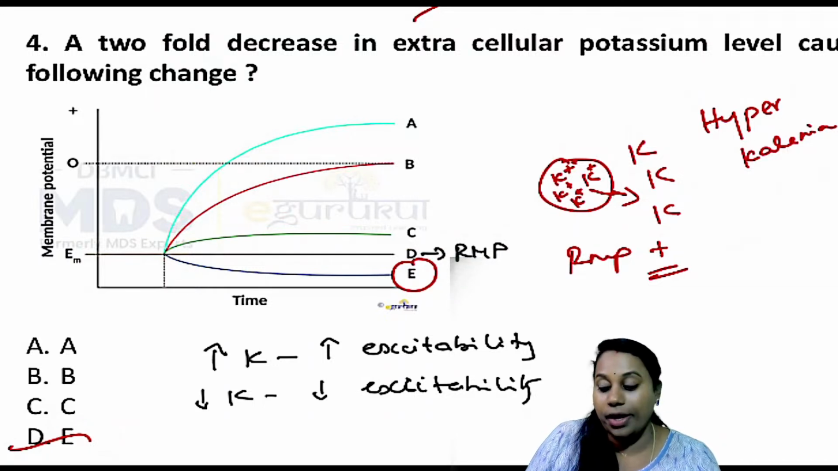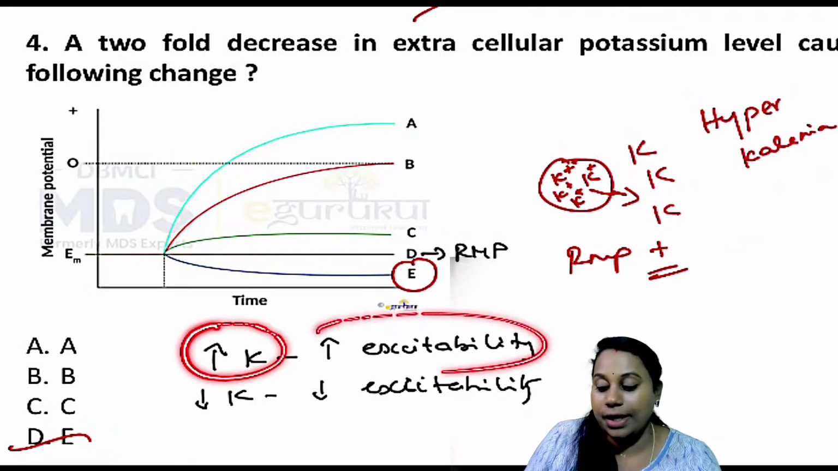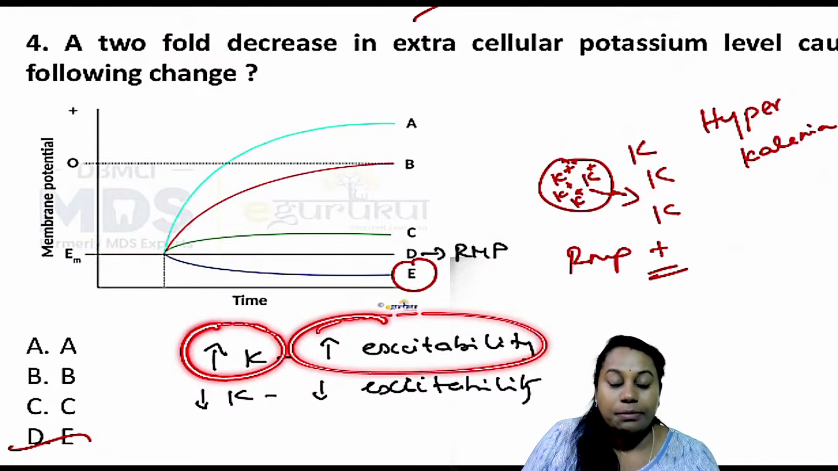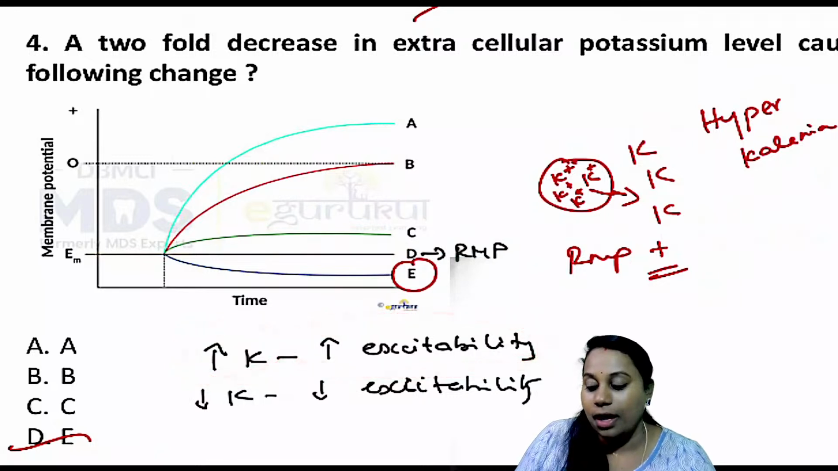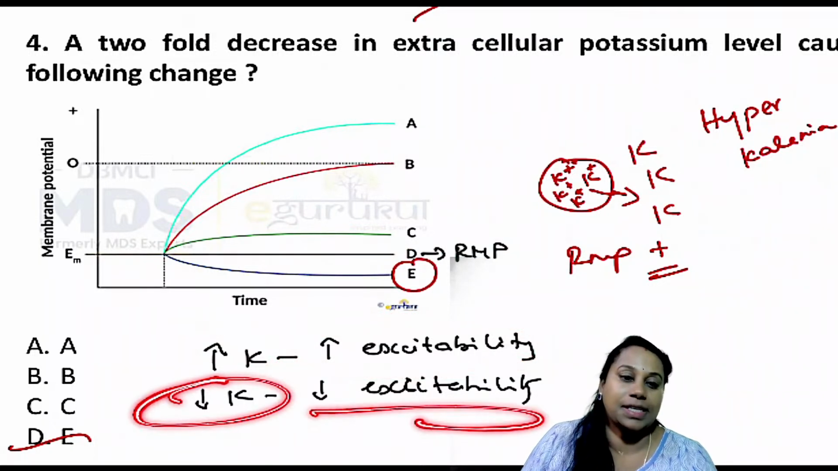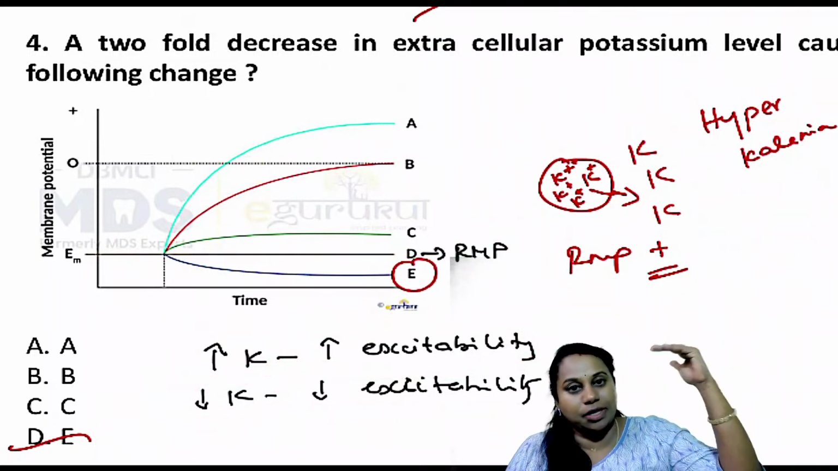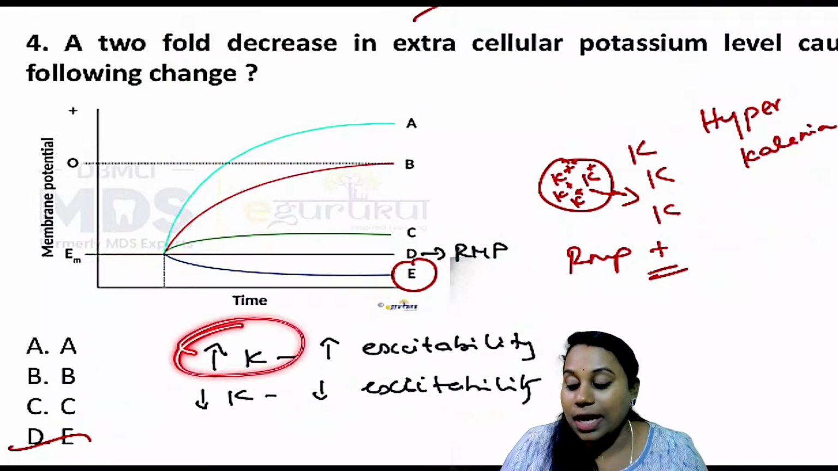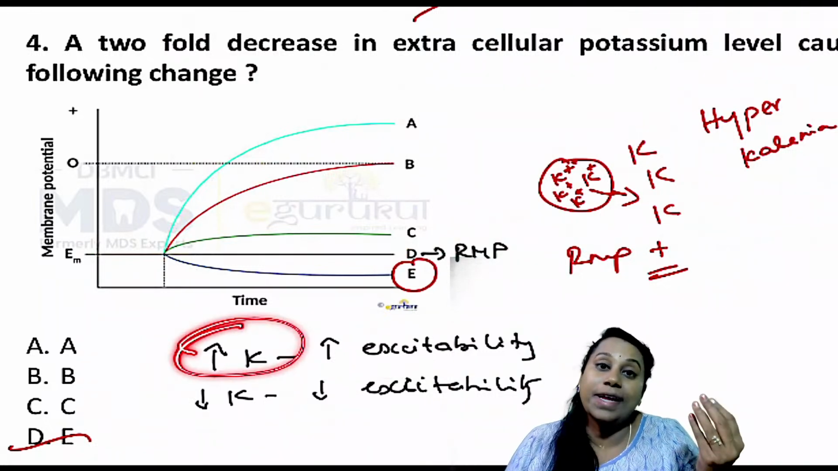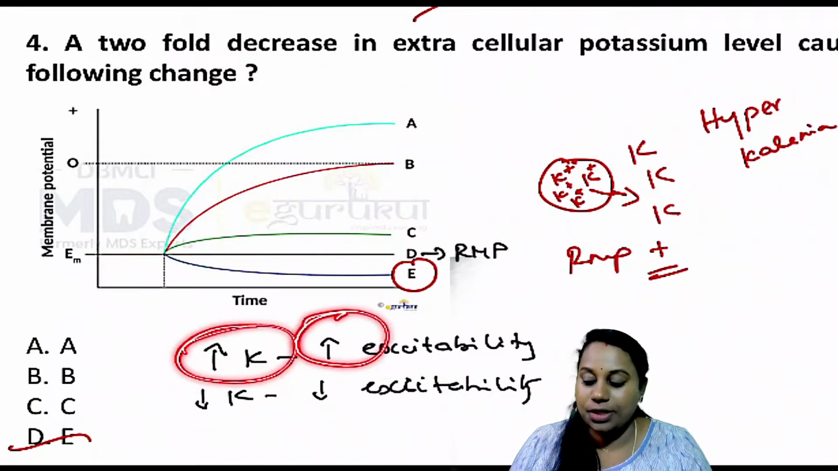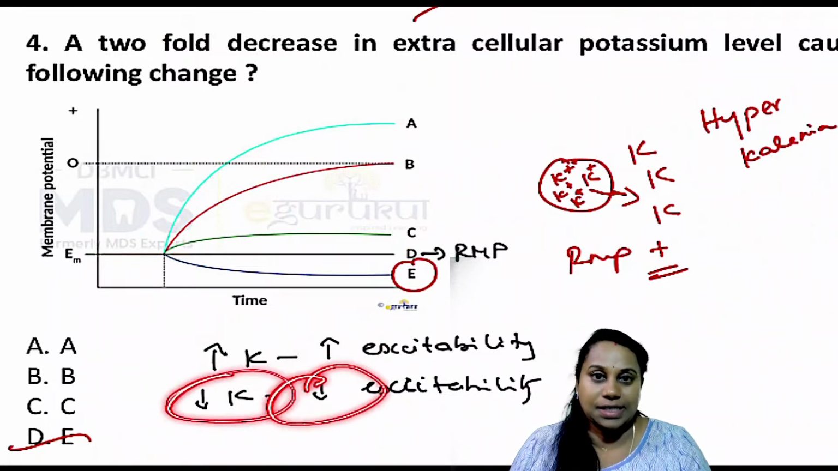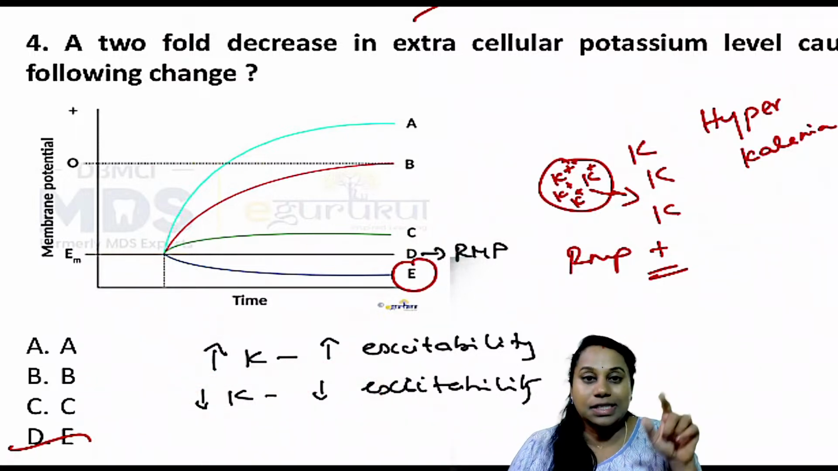That is the reason why hyperkalemia increases excitability: if RMP goes towards positivity, the cell can be excited easily. And hypokalemia decreases excitability. In hyperkalemia, cardiac cells become more excited and you have arrhythmia. So hyperkalemia increases excitability, hypokalemia decreases excitability. So in this question, the answer is option E.